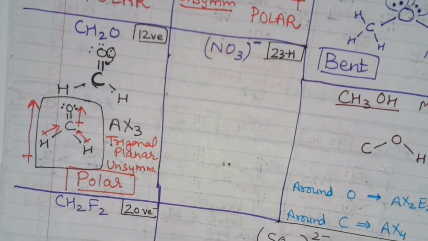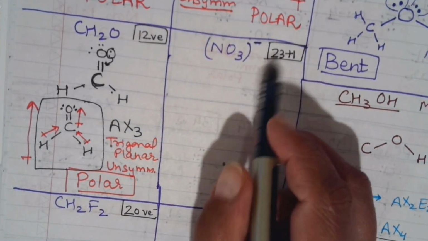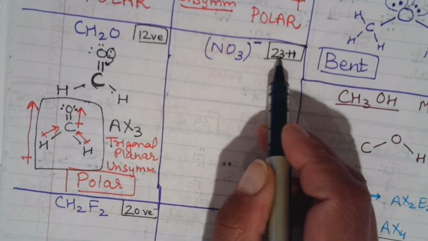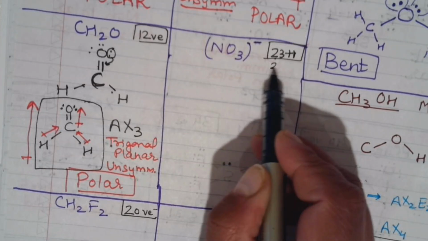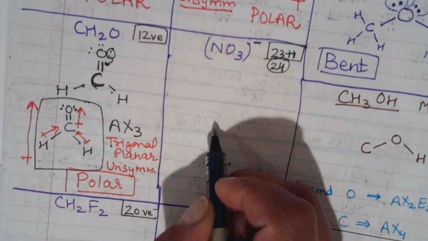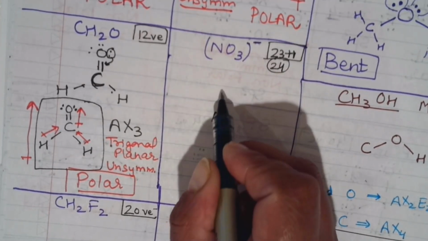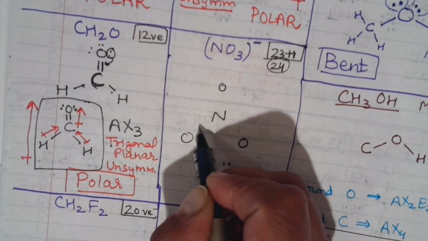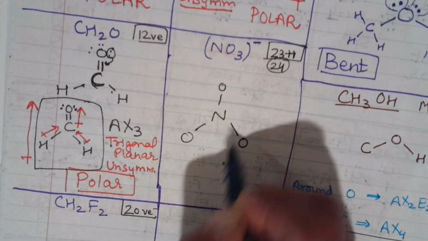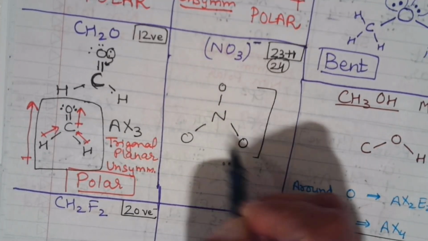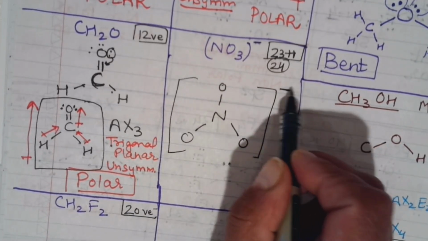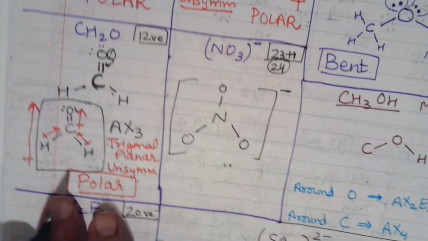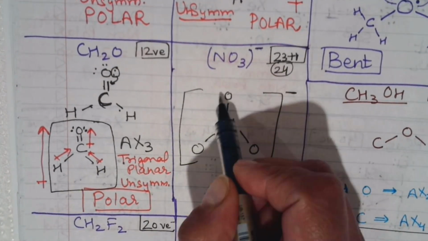Okay. Next, let's do an ion. So we have the nitrate ion, right? The total number of valence electrons would be 23 plus 1, 24 valence electrons. Nitrogen goes in the center. I'm going to put the 3 oxygens symmetrically around the nitrogen, join with a single bond, right? And then put a charge, -1, on the outside, right?